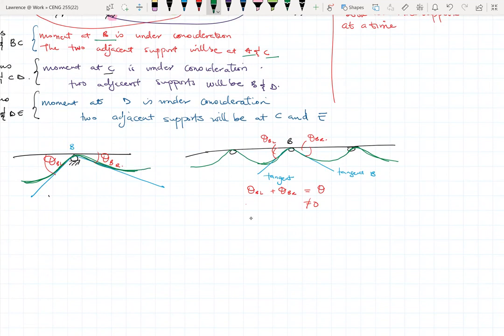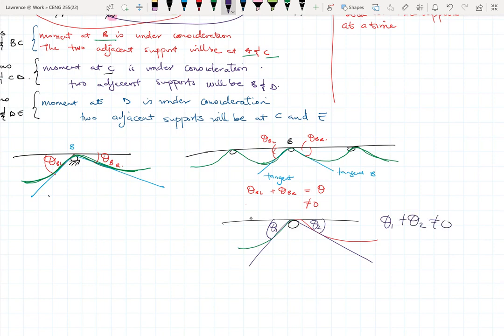Not normally, or in reality, the elastic curve at that support might look something like this, and maybe there'll be a different one. So each one will have its own. If you draw a tangent at these points, you realize that theta 1 plus theta 2 would not be equal to 0 because the slopes are different on both ends.